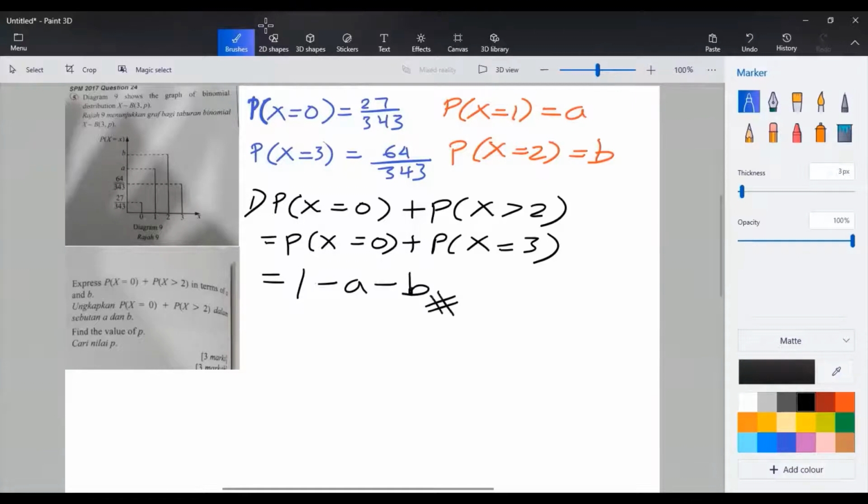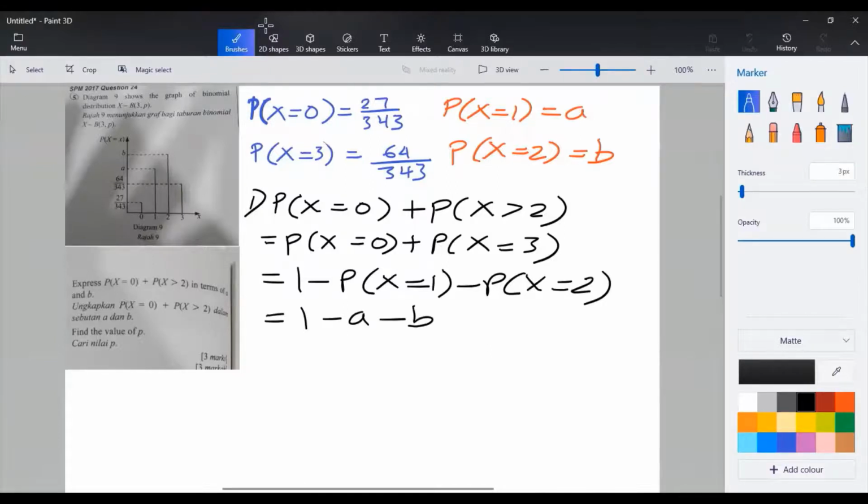So do you understand how I got it or not? Okay, let me show you this. I think this is directly cannot. I think it's like this: 1 minus the probability of x equals 1 minus the probability of x equals 2. Now you get it? Oh, okay. So it's 1 minus a minus b.